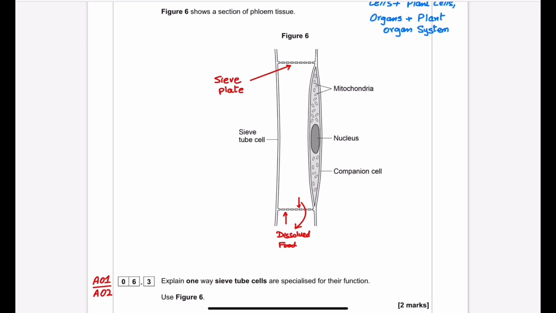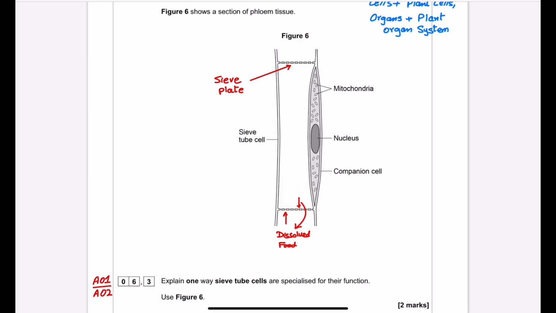6.3 is an AO1 and AO2 question, and it is a 2 mark question. Explain one way sieve tube cells are specialized for their function. Use figure number 6. The sieve plates between the cells have a lot of pores so that the sugar solution can easily flow up and down between the sieve tube cells.